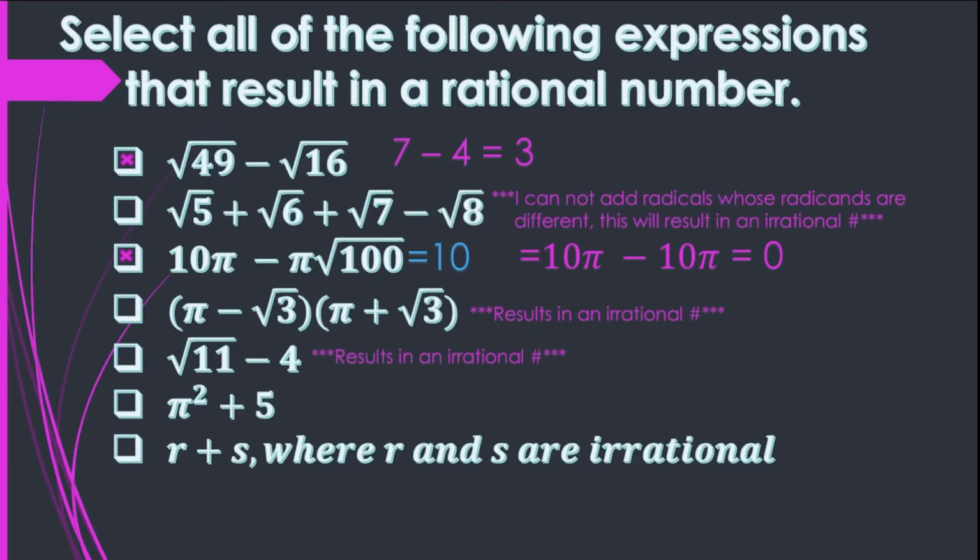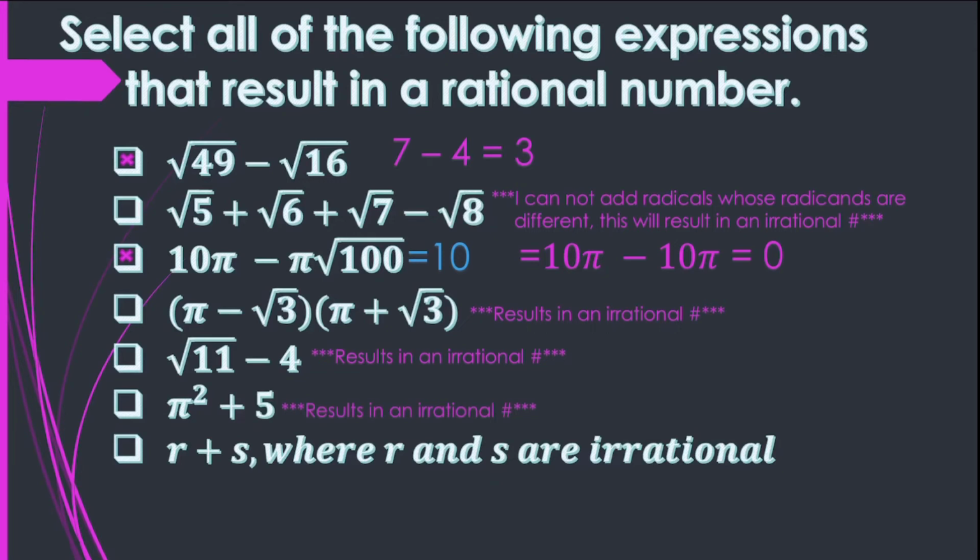Now you see why I emphasize the E, because this is a tongue twister when you say the two. Then you have pi squared plus 5. That also results in an irrational number. So finally, we're down here, R plus S. And they say where R and S are both irrational.